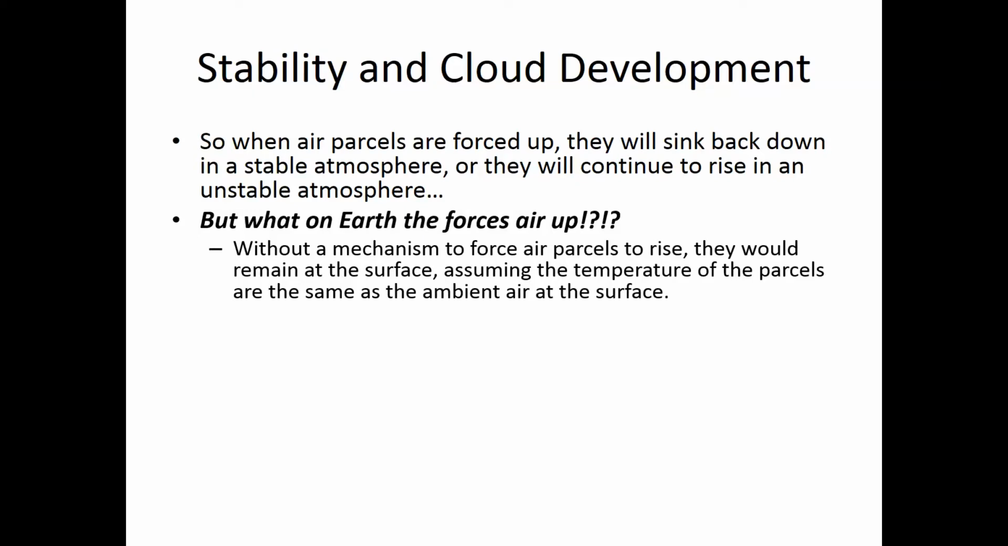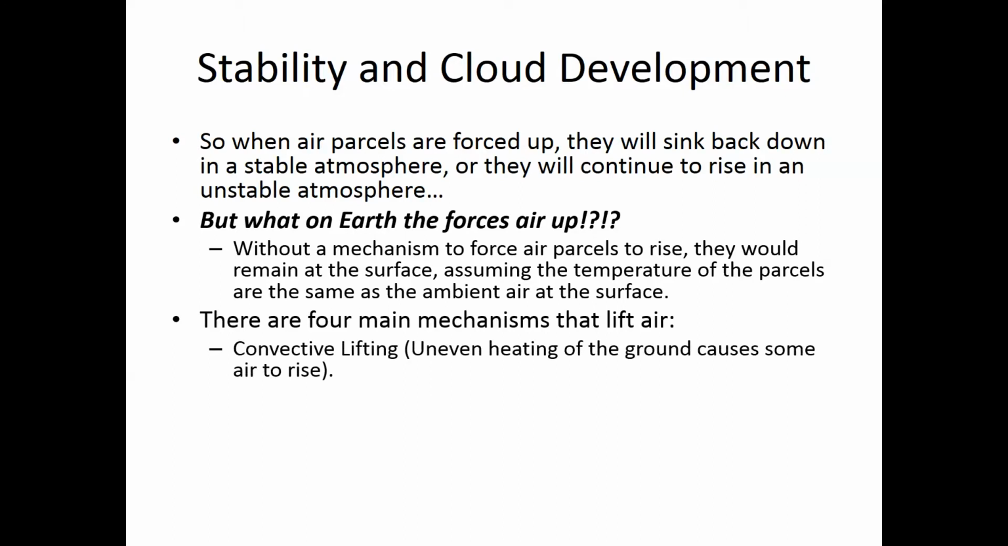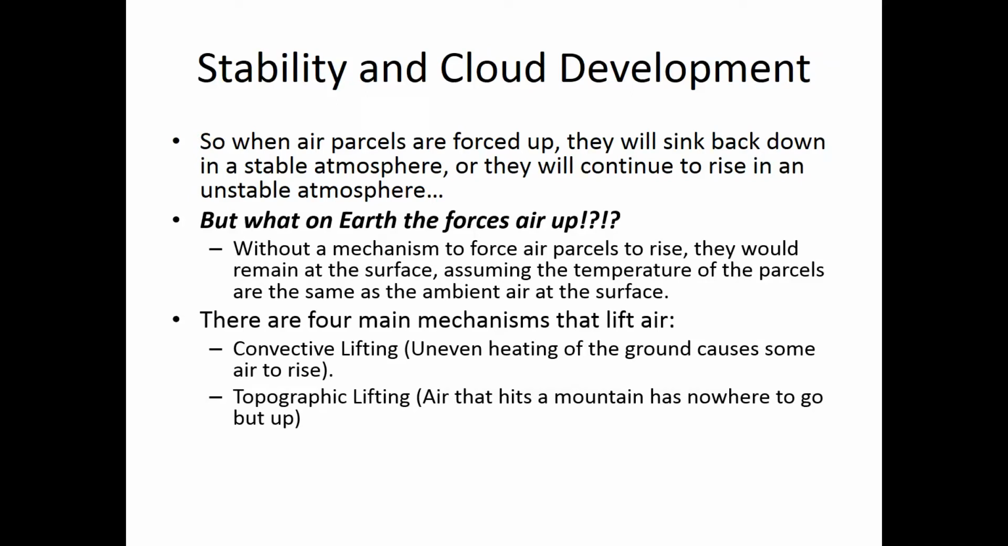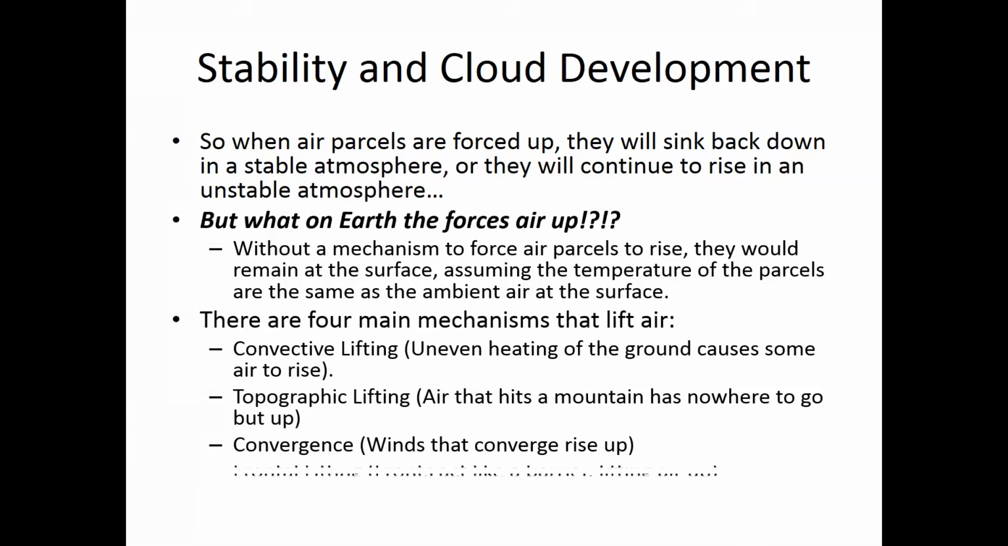Well, how on earth does air get displaced from the surface of the earth? What is the kick? What is the nudge that makes this happen? Well, there are four mechanisms. I'm going to blitz through them right now, and then I'm going to talk about each one with a little bit of depth. The first is called convective lifting. The second mechanism is called topographic lifting. The third is called convergence. And the fourth is called frontal lifting.